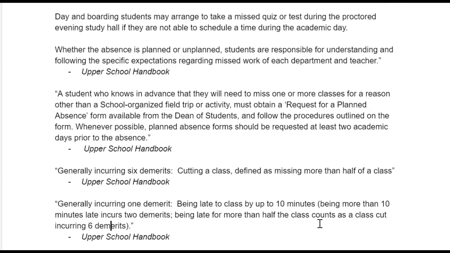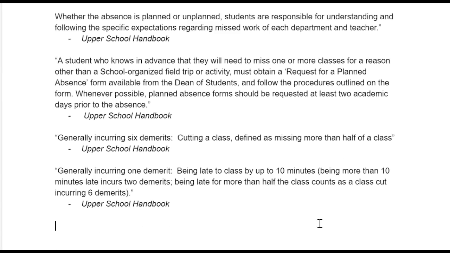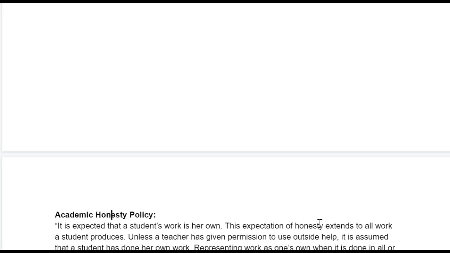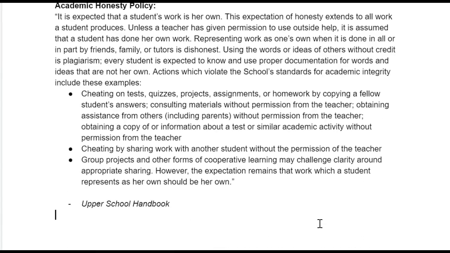Okay, so cutting a class, 6 demerits, defined as missing more than half of the class. Generally incurring 1 demerit is being late to a class by up to 10 minutes. Being more than 10 minutes late incurs 2 demerits. Being late for more than half the class counts as incurring 6 demerits. Again, straight from the student handbook, not from me.